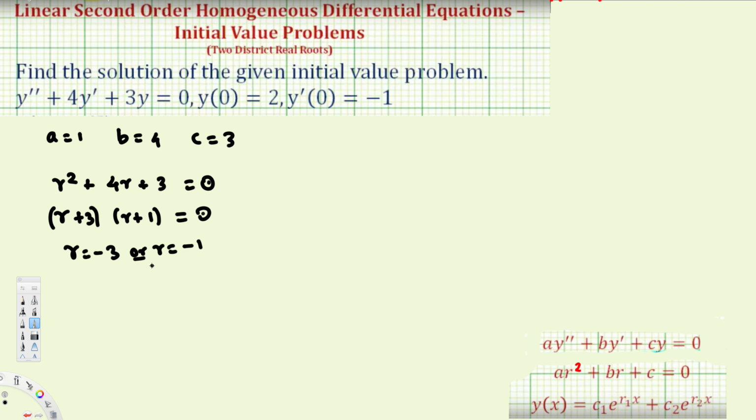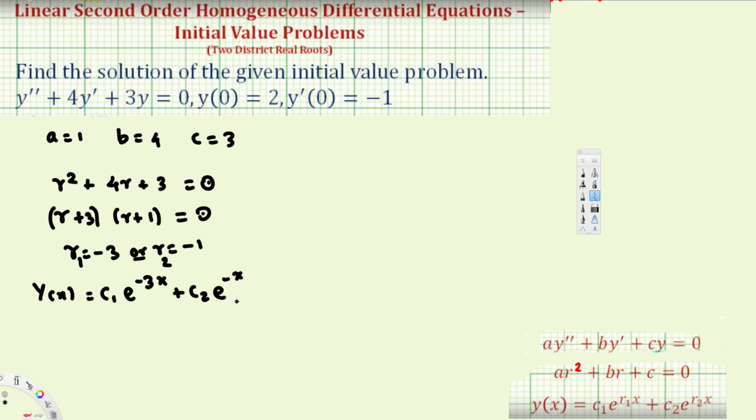Since we are getting two distinct real roots, the general solution of this differential equation is going to be y of x equals c1 e to the r1 x plus c2 e to the r2 x. Now we can write our general solution: y of x equals c1 e to the negative 3x, plus c2 e to the negative x.